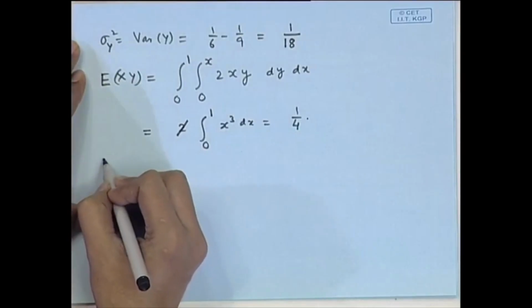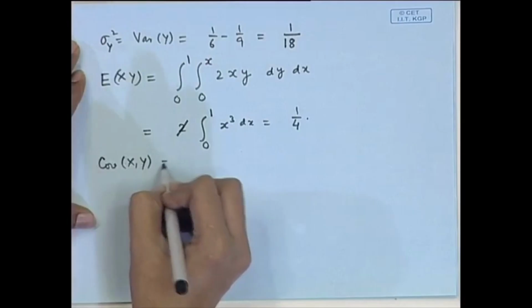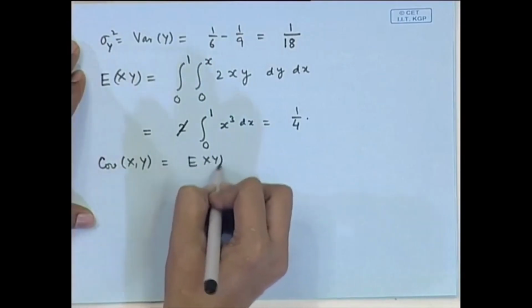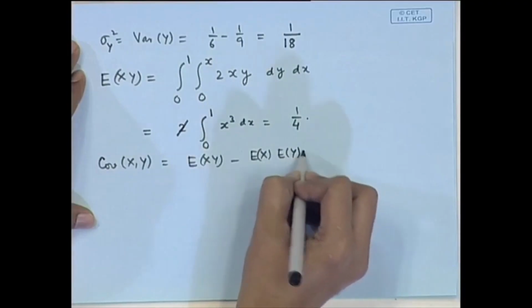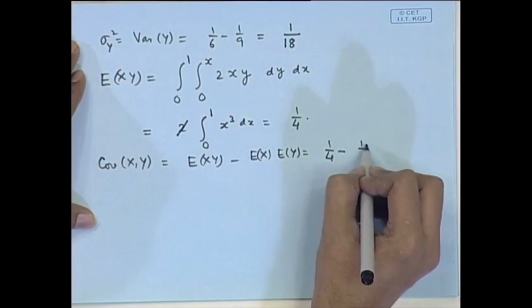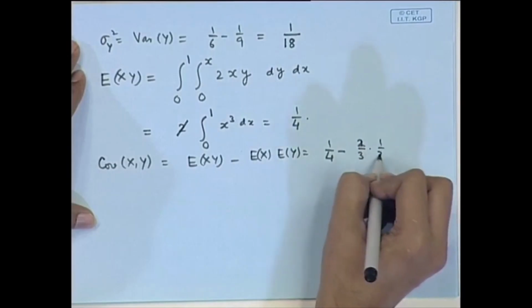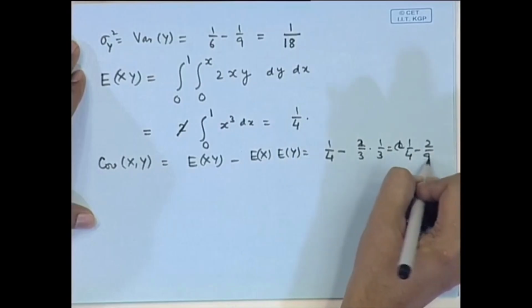So, covariance between x and y is equal to expectation of x y minus expectation of x into expectation of y, that is equal to 1 by 4 minus 2 by 3 into 1 by 3, that is equal to 1 by 4 minus 2 by 9.